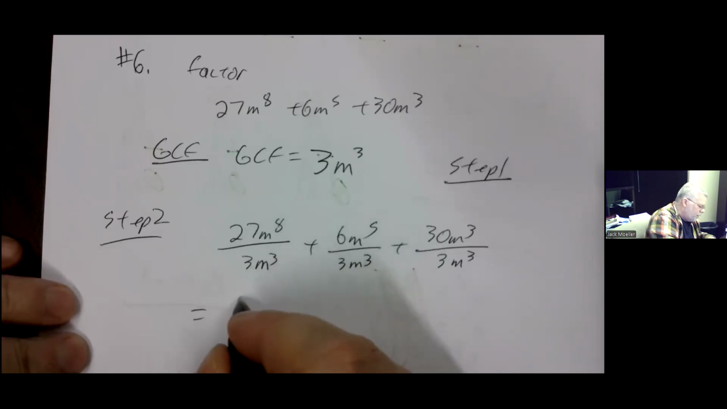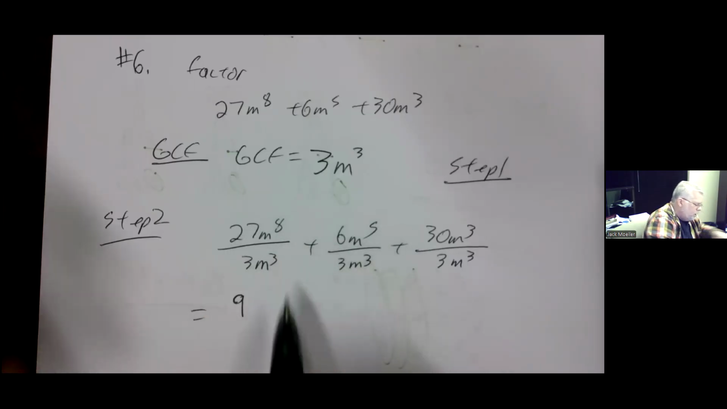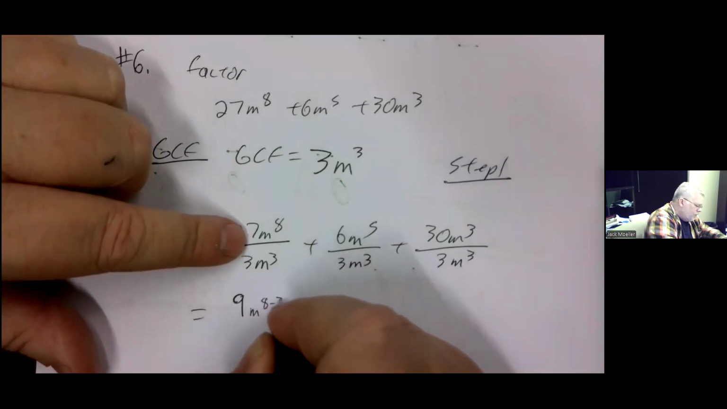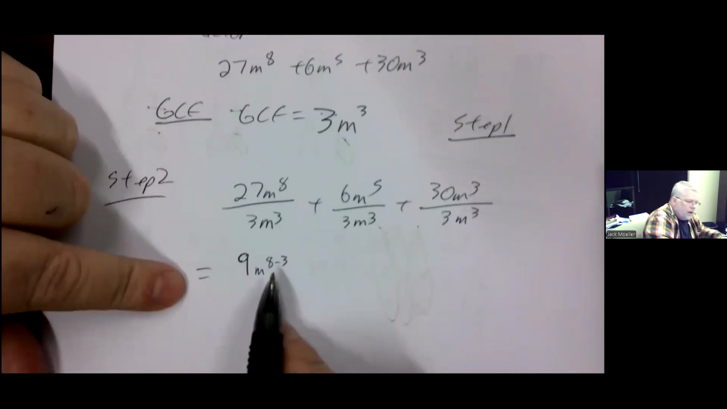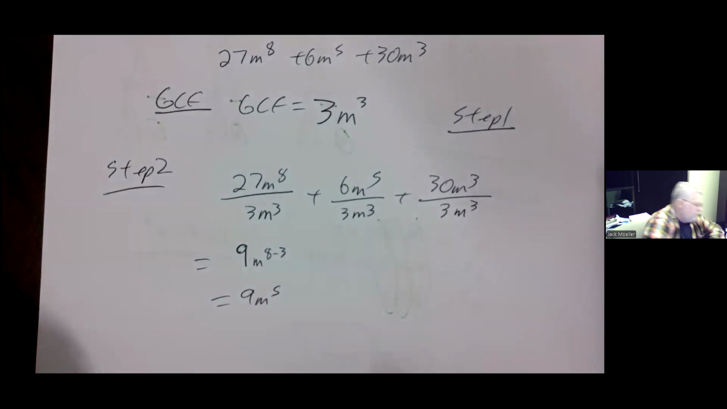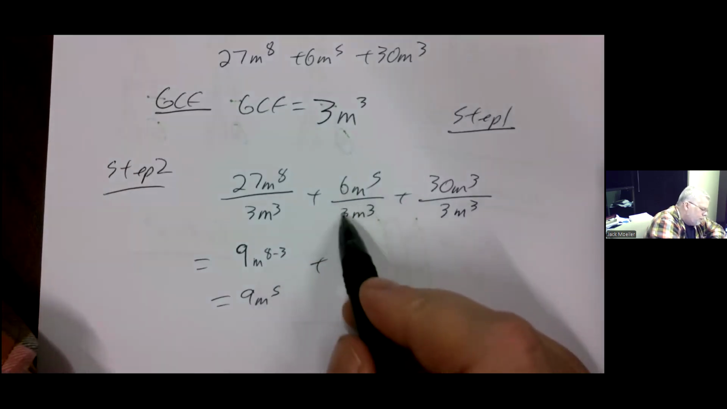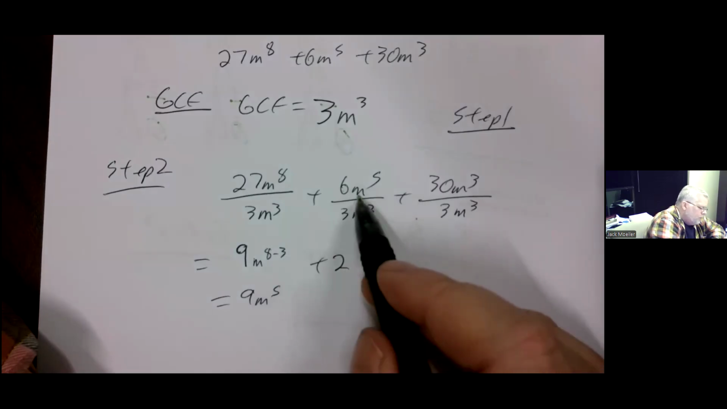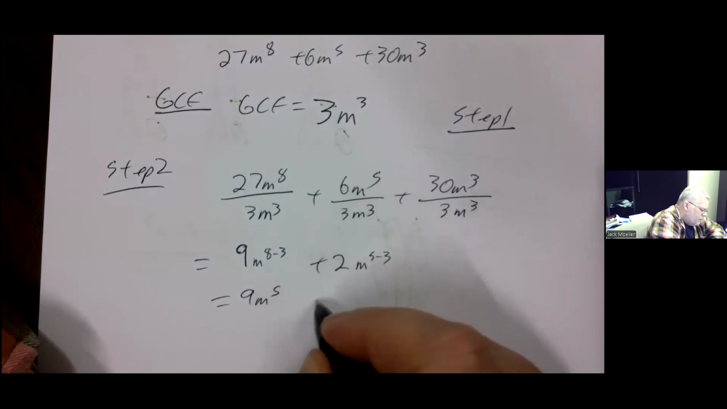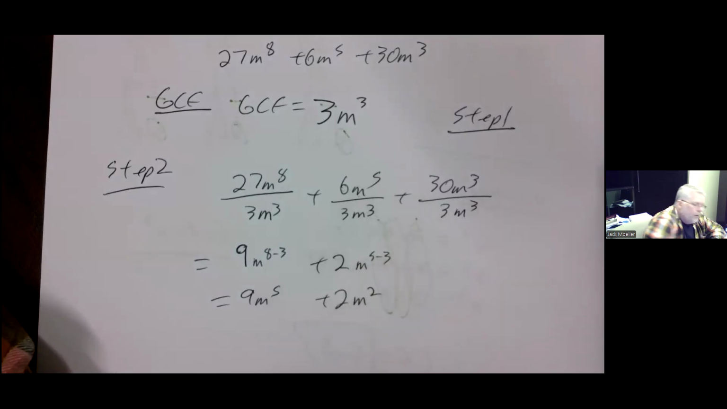Now 27 divided by 3 is 9. M to the 8th divided by m cubed. For the notes, I'm going to write that out. So we're doing 8 minus 3, 9m to the 5th. Now for the next one, 6 divided by 3 is 2. M to the 5th divided by m cubed. We're doing 5 minus 3, or m squared.